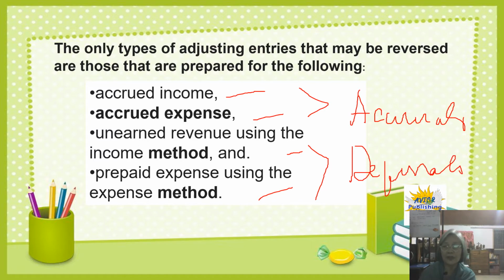So kapag advance payment and advance collection, anong gagawin natin? So kung advance payment yan at advance collection, yung income method lang at saka expense method lang ang i-reverse natin. Yung asset method and liability method, hindi na natin i-reverse. Bakit? We're going to answer that in the illustration.